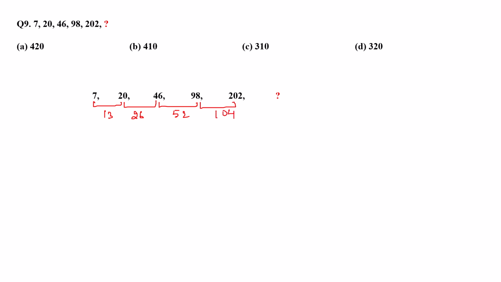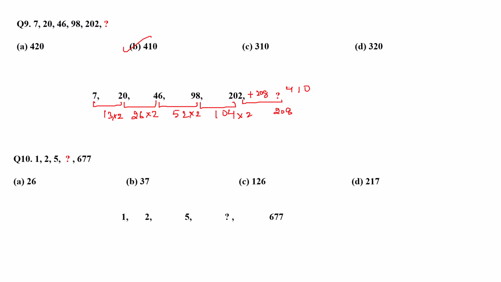Now see the pattern. 13 into 2 gives me 26. 26 into 2 gives me 52. 52 into 2 gives me 104. So 104 into 2 will give me here 208, isn't it? It means 202 add 208. So if you add, you will get 410. So 410 is option B. So option B is your correct answer. Now next question.